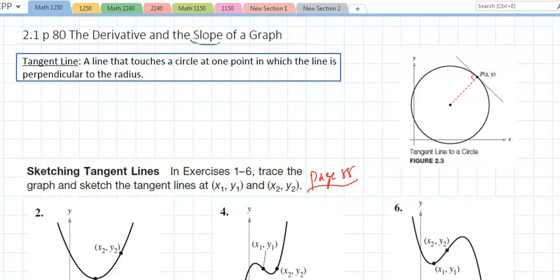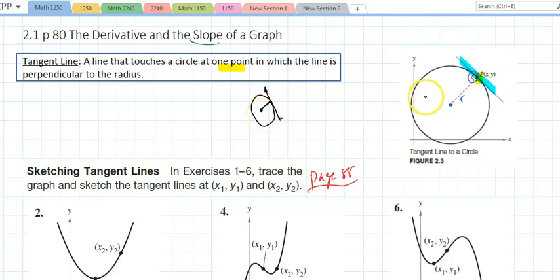It is a line that touches a circle at one point, like that point right there, in which the line, this line, is perpendicular to the radius. And remember, the radius is the line from the center to the circumference. So we need to get a perfect graph, but you want to imagine every time they give you a curve with a point, you want to try to imagine drawing a circle, not a perfect circle, in which the line and the point are perpendicular to the center.